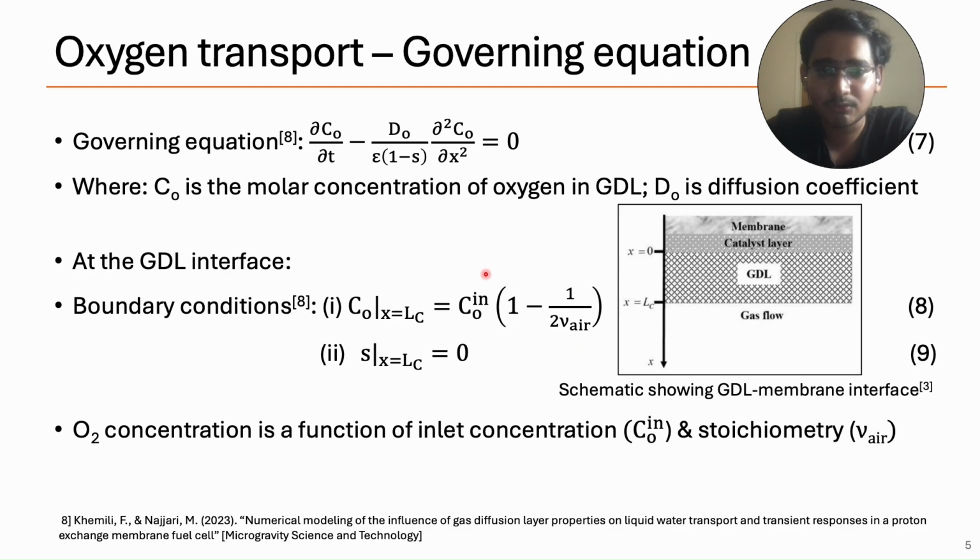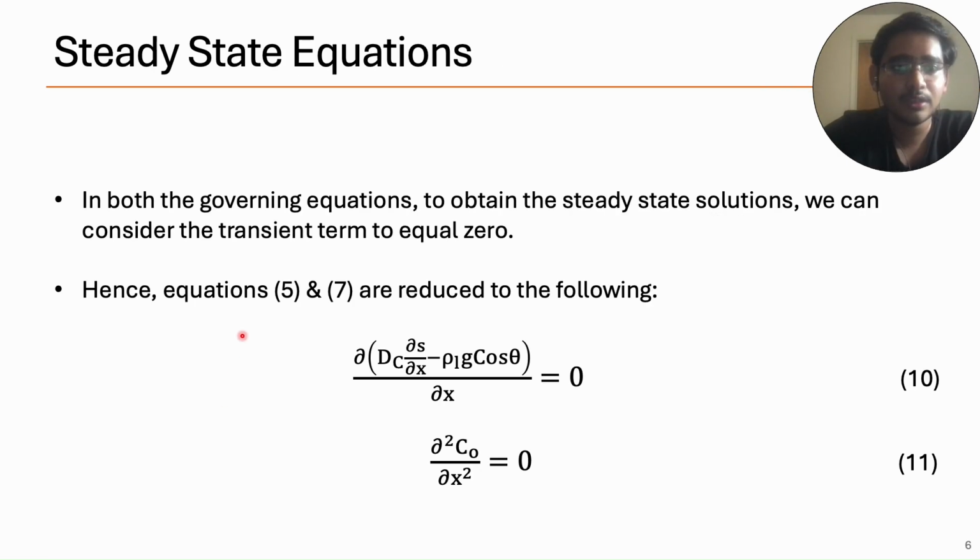This factor of 1 minus 1 by 2 nu air is used to relate the oxygen depletion in the air channel as it is consumed in the reaction. At x equals LC, the boundary condition assumes that there is no liquid water present, which is valid as the interface is exposed to the gas flow and it is free of any liquid water, maximizing the diffusion of oxygen.